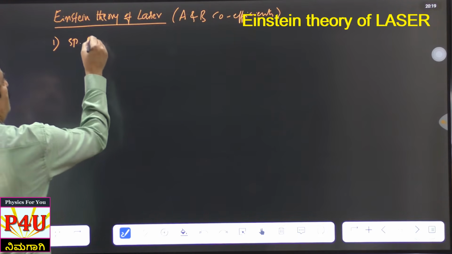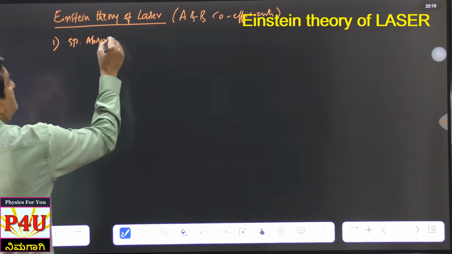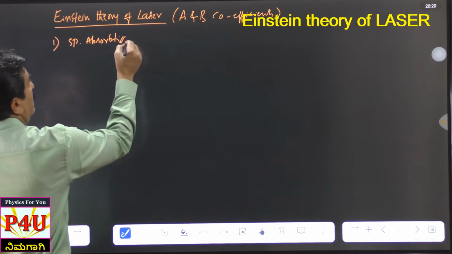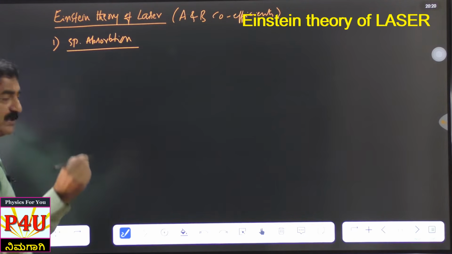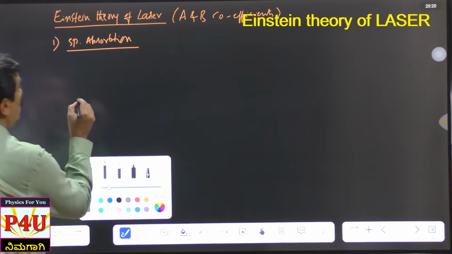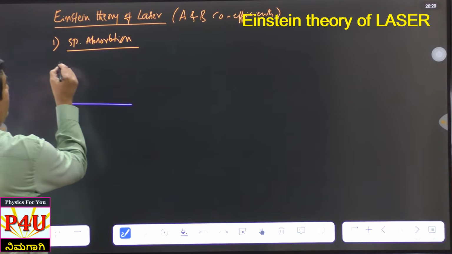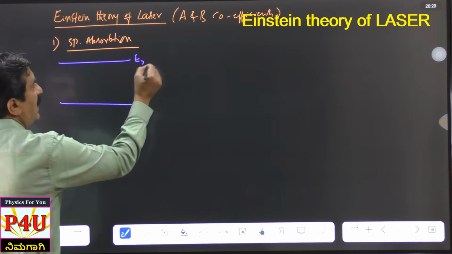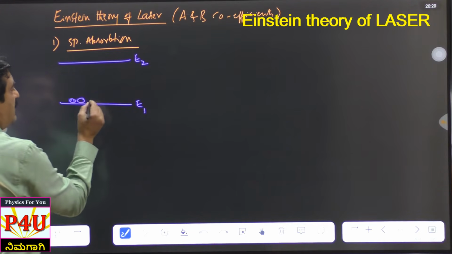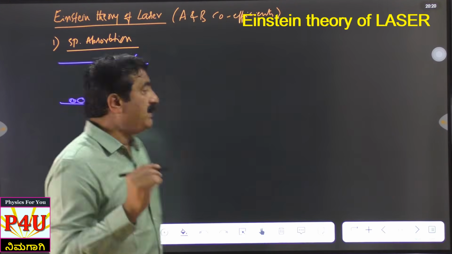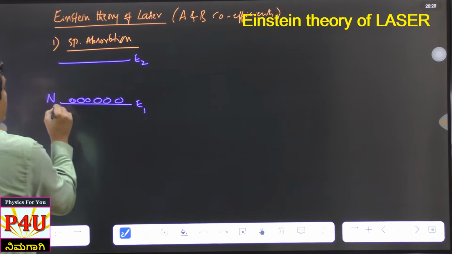spontaneous absorption. Sometimes we also call it stimulated absorption. Okay, what is this absorption? Please recall, yesterday I was talking about this. If there are two energy levels, say ground state and excited state, namely E1 and E2, normally we will have more atoms in the ground state. I take the number of atoms in the ground state as N1.